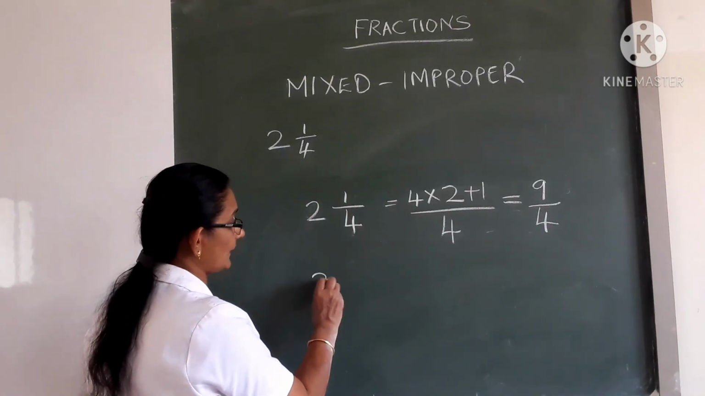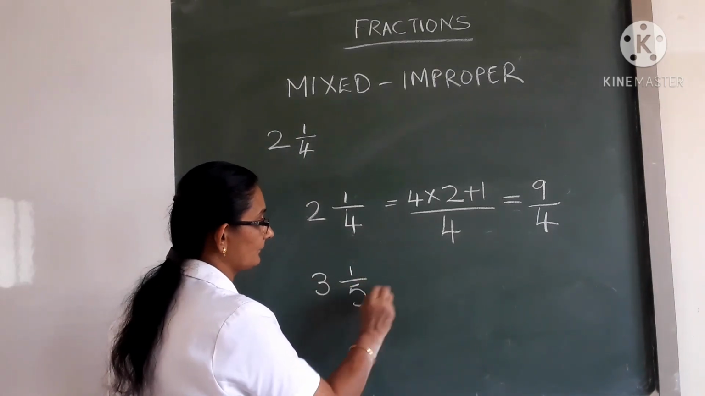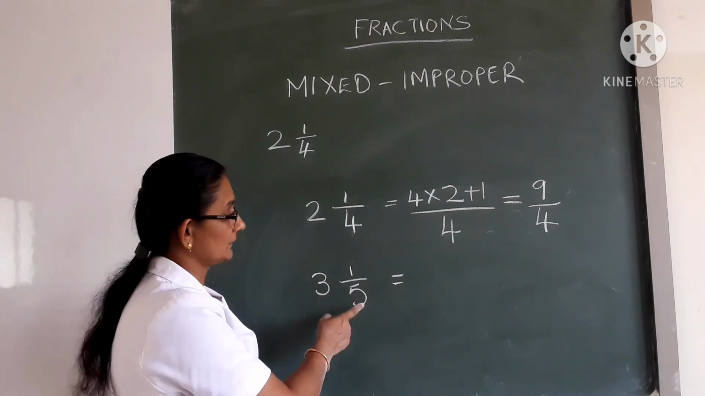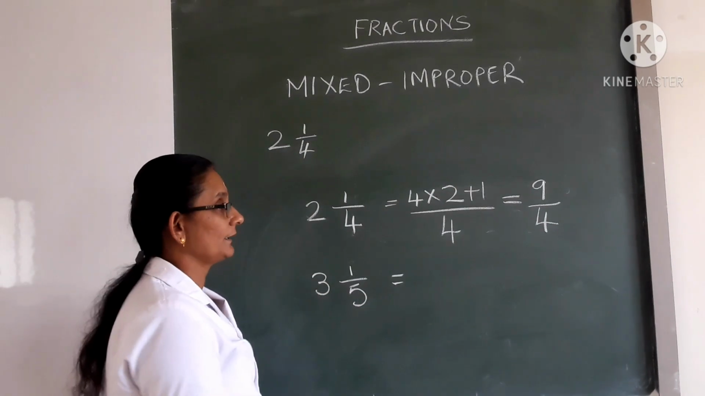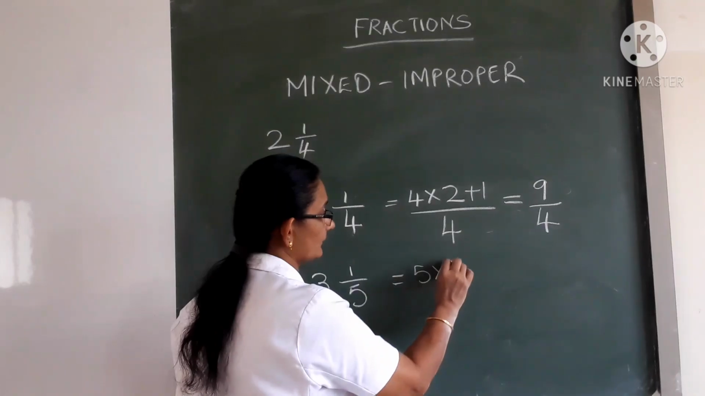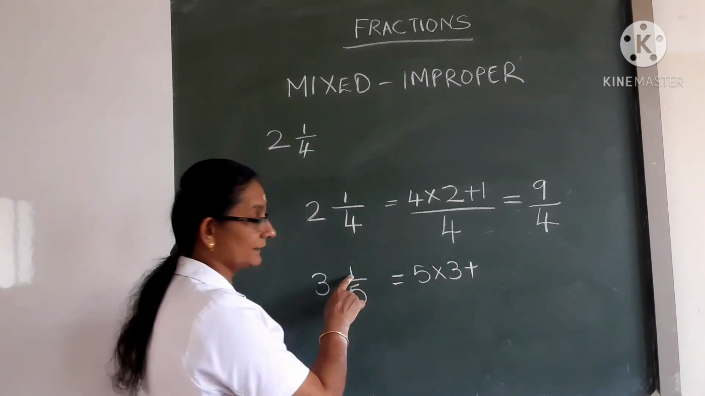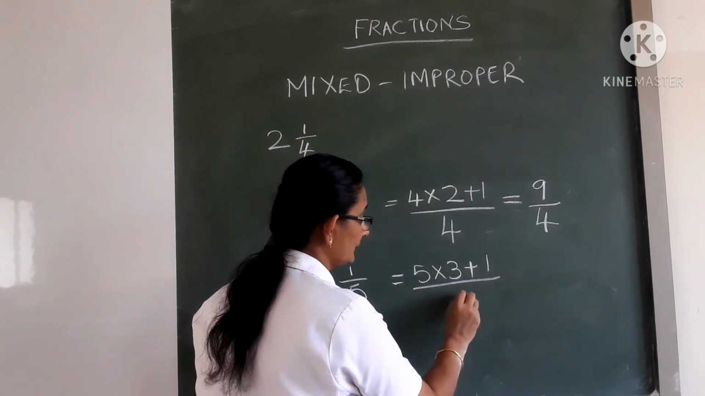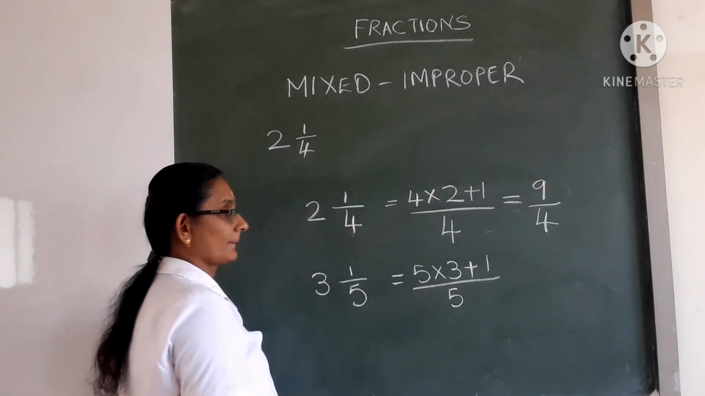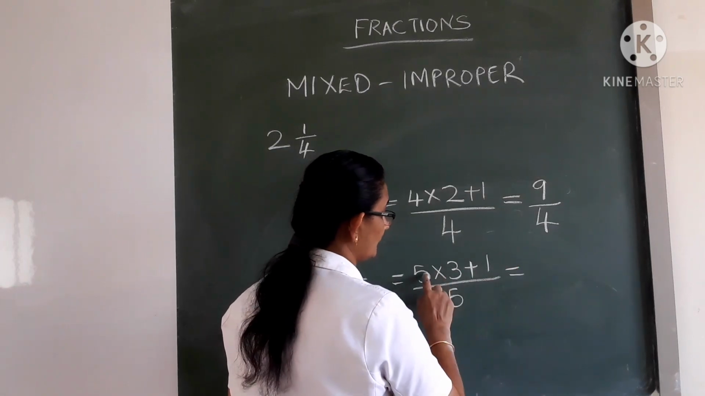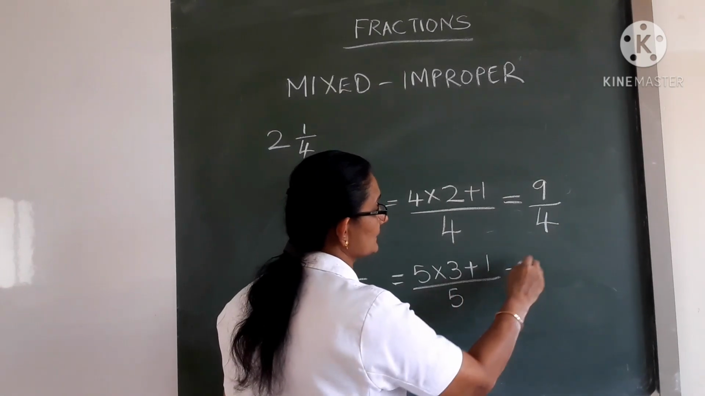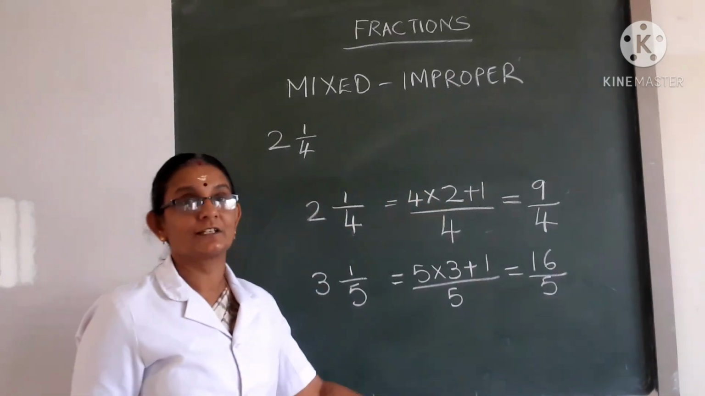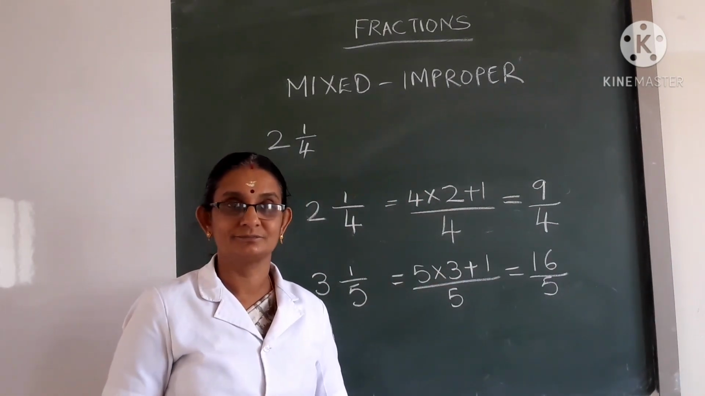Let us try out one more example. Suppose I have the mixed fraction 3 1 by 5. Multiply the denominator with the whole part. 5 into 3 is 15. And add it with the numerator 1, by the denominator 5. 5 into 3 is 15. 15 plus 1 will give you 16. And so the improper fraction here is 16 by 5.